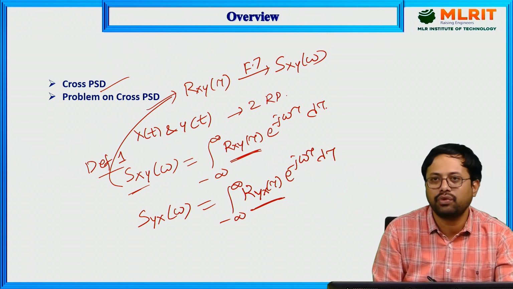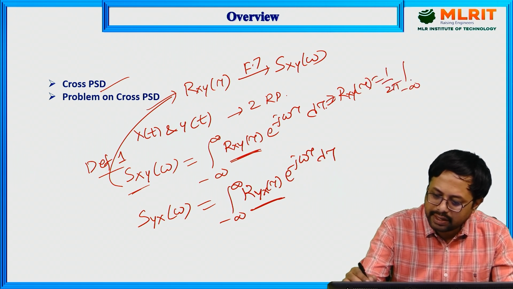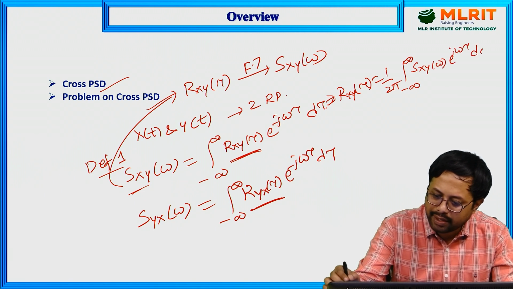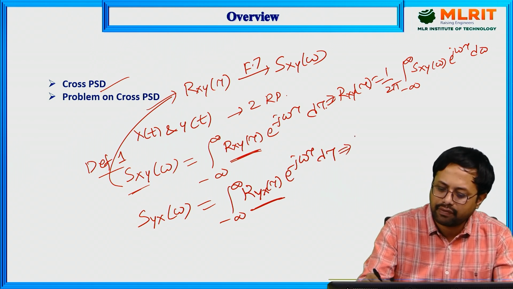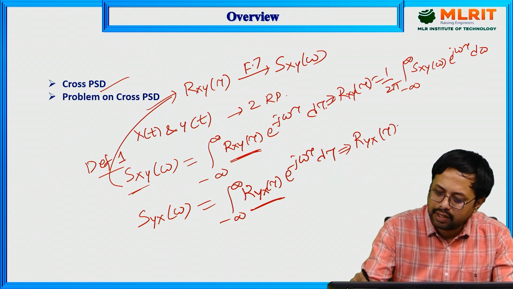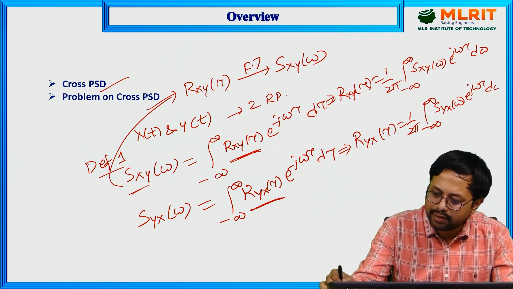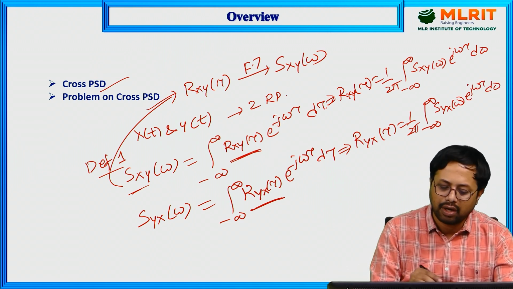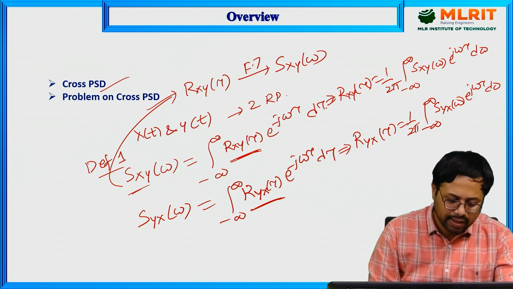You can have the inverse Fourier transform for the given expression, that is Rxy of tau, which is equal to 1 by 2 pi integral minus infinity to infinity Sxy of omega e power j omega tau d omega. This is for x of t and y of t. If I want to solve for y of t and x of t, Ryx of tau equal to 1 by 2 pi integral minus infinity to infinity Syx of omega e power j omega tau d omega. This is the relation between the cross correlation and the cross power spectral density. This is one of the definitions.